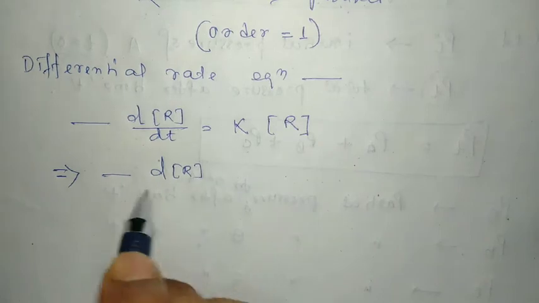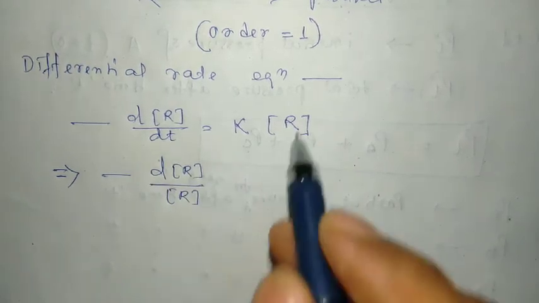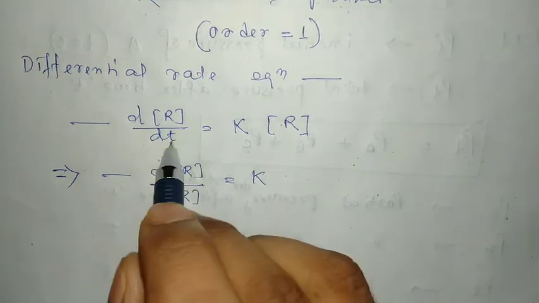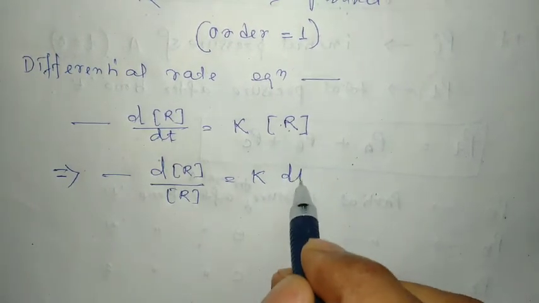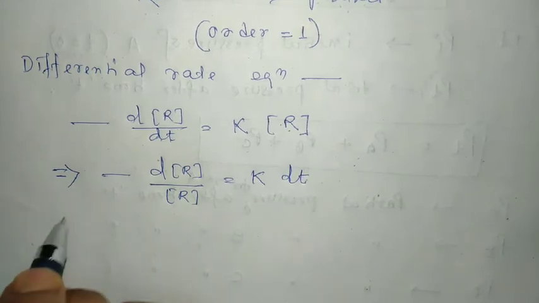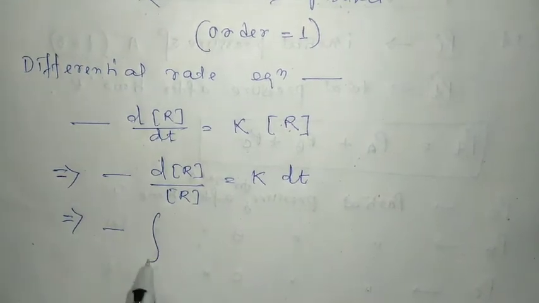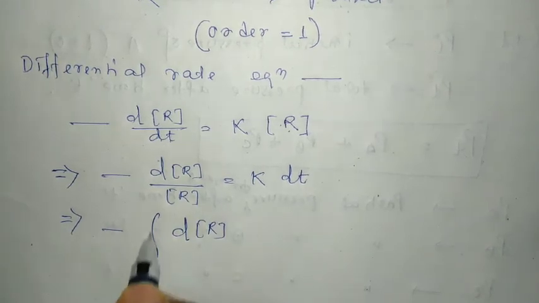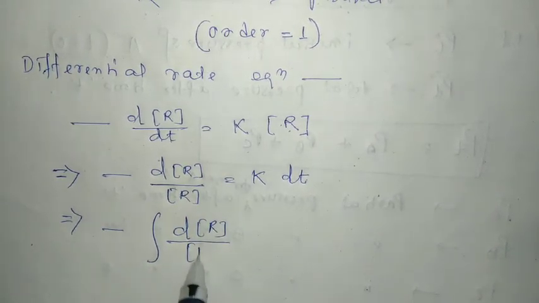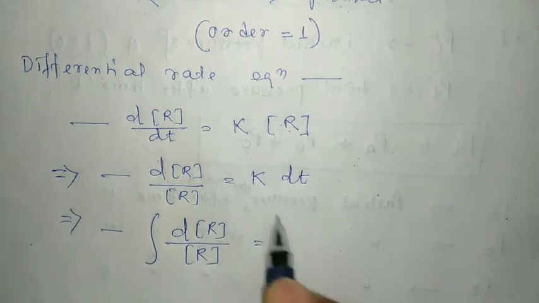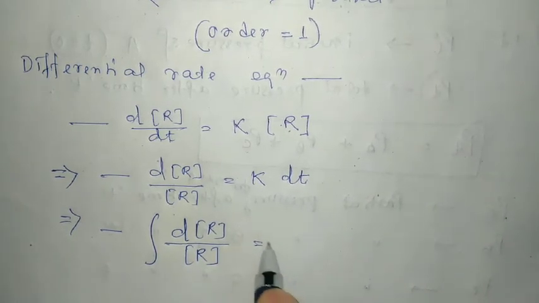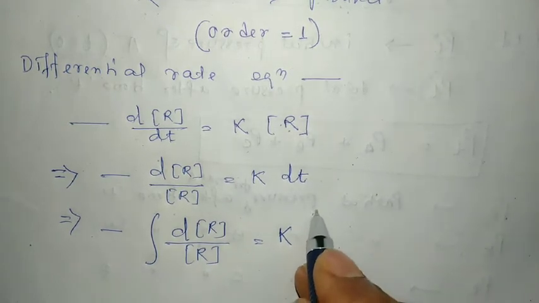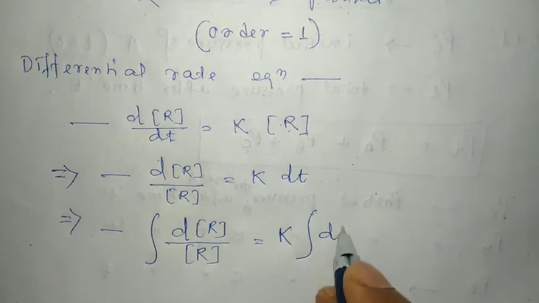minus dR by concentration of R equal to k dt. Bring dt to one side and concentration of R to the other side. Now we have to integrate this relation. Integration of dR by R, k is a constant. A constant cannot be integrated, so it stays: k into integration of dt.